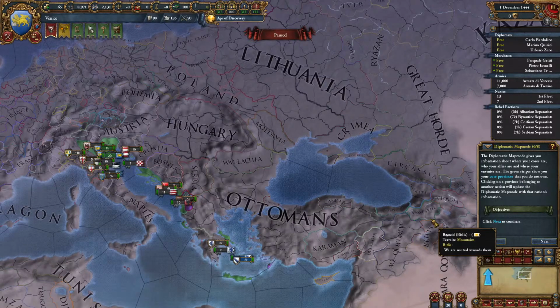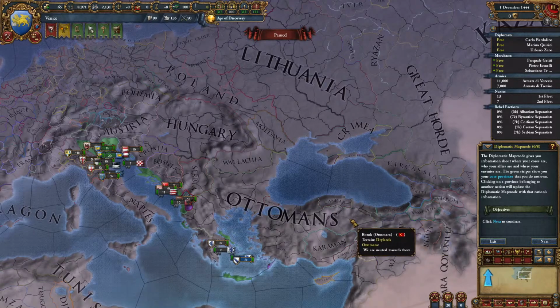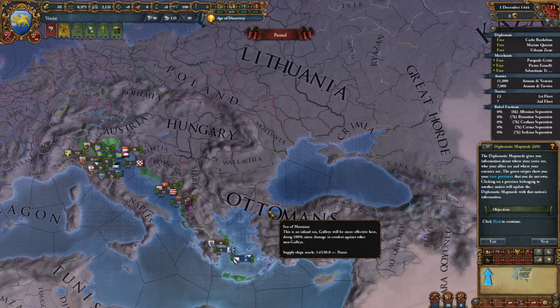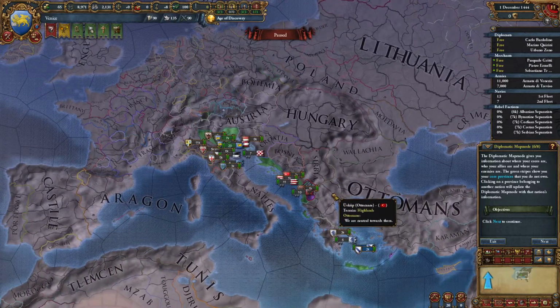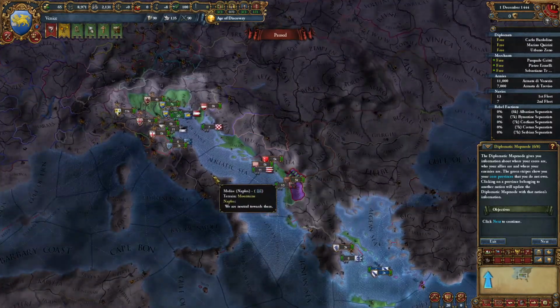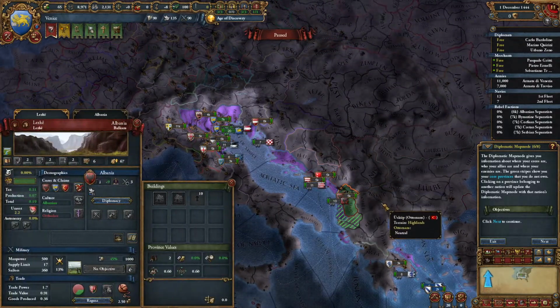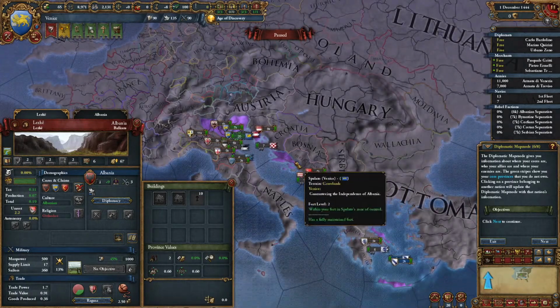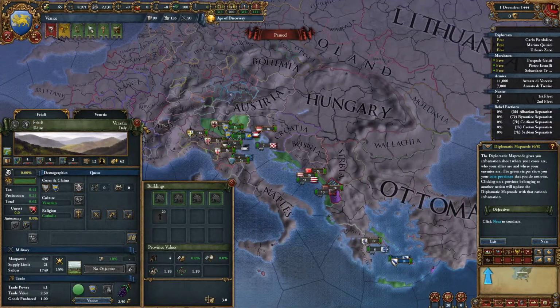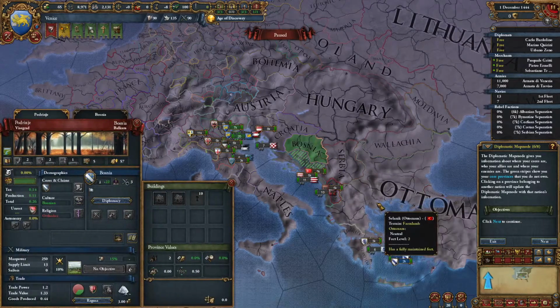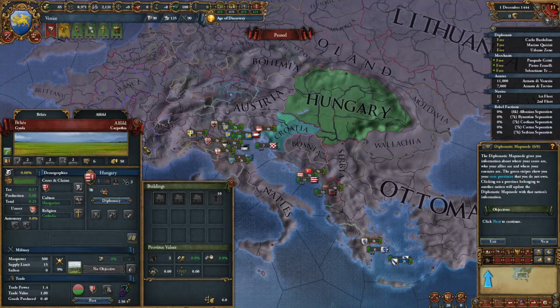The diplomatic map mode gives you information about where your cores are, who your allies are, and where your enemies are. The green stripes show you your core provinces that you do not own. Clicking on the provinces belonging to other nations will update the diplomatic map mode with the nation's information. So we have a claim to this one basically, which then updates for that. Okay, fair enough.